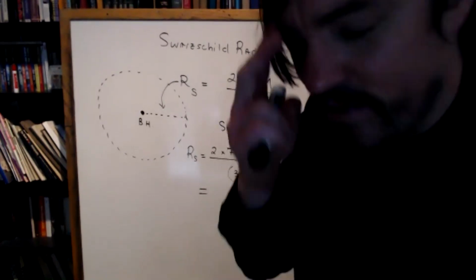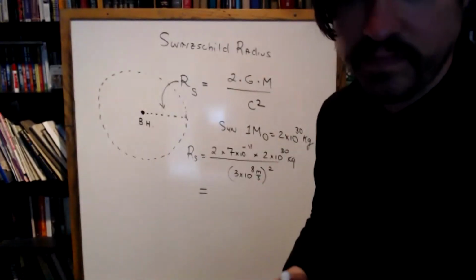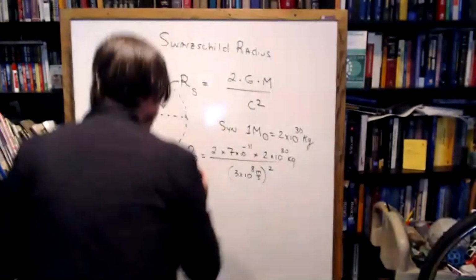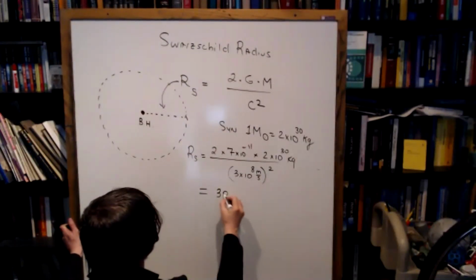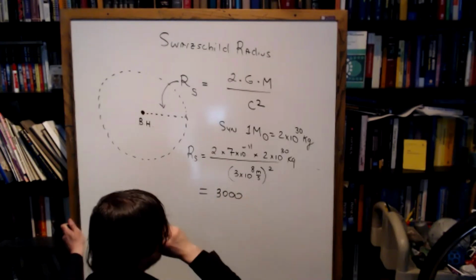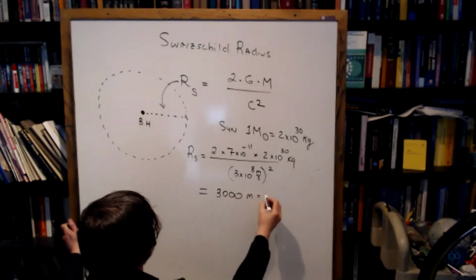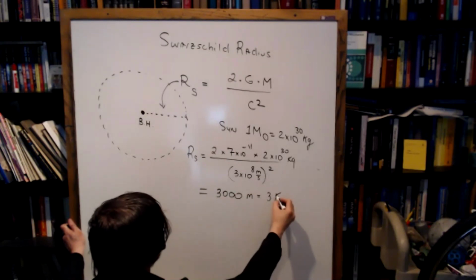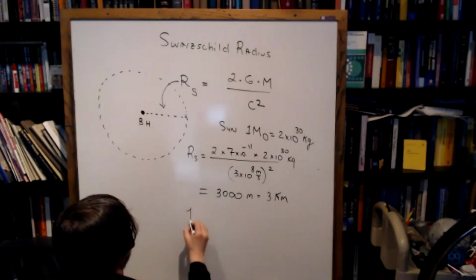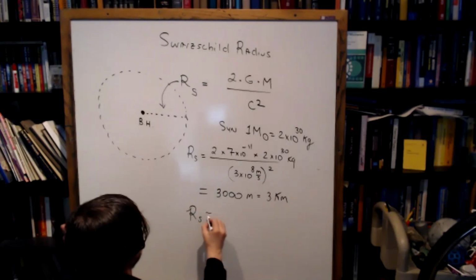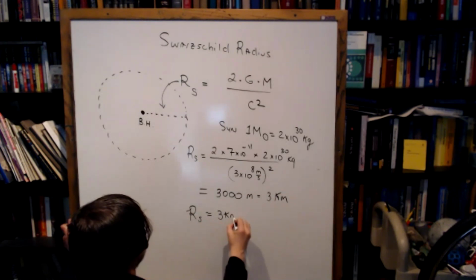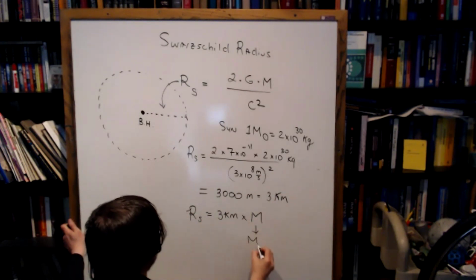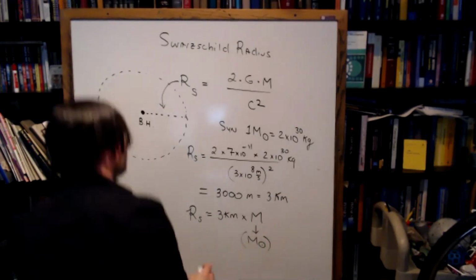Here's the one tricky thing, Mike. I have 3,000. 3,100. All right, let's call it 3,000 what? That would be meters. How many kilometers is that? 3. Okay, that means there's a shortcut for the Schwarzschild radius. It's approximately 3 kilometers times the mass of your star if you measure it in solar mass units.